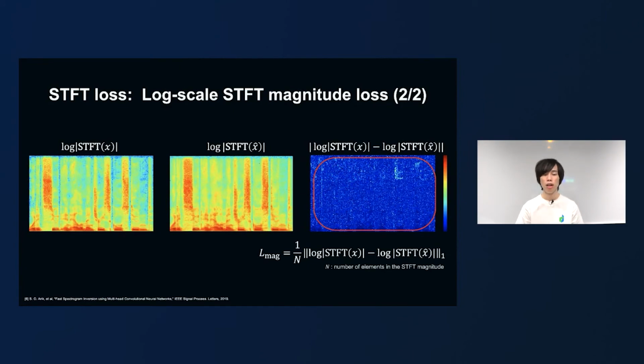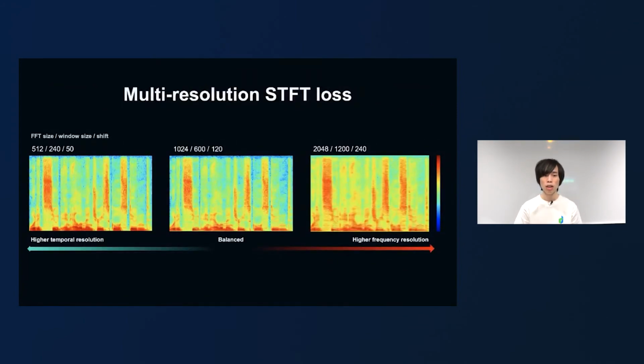In other words, the STFT loss explained earlier and the log scale STFT loss are in a complementary relationship. There is another tweak when designing the final auxiliary loss. Specifically, the two loss functions explained earlier are combined as multi-resolution.